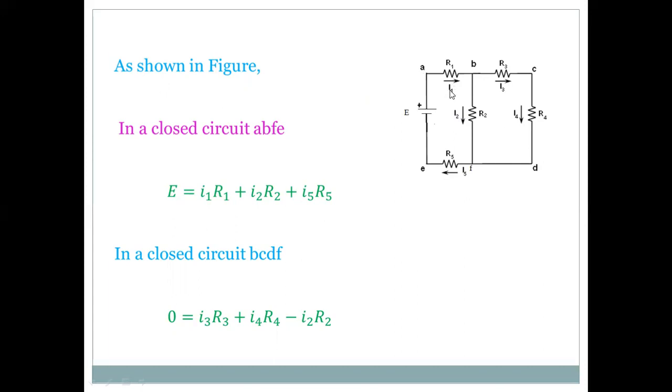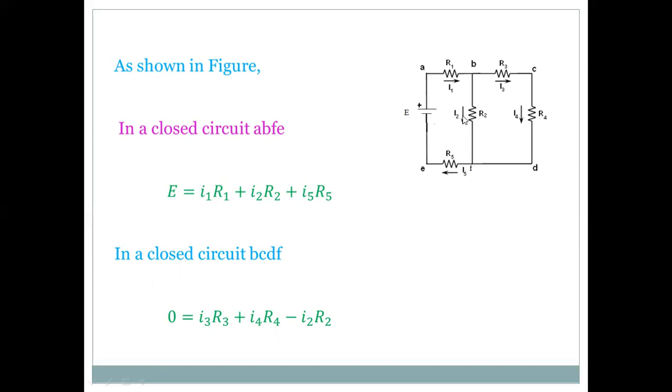You see here the current I1 is passing through the resistance R1 in the clockwise direction. According to Ohm's law, the potential difference across the resistance R1 is I1 R1. Here the potential difference across resistance R2 is I2 R2, and the potential difference across the resistance R5 is I5 R5. Here I1, I2 and I5 are in the clockwise direction, so all of them may be taken as positive. So from the Kirchhoff second law, E is equal to I1 R1 plus I2 R2 plus I5 R5.